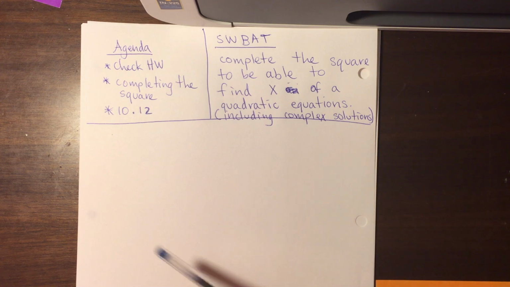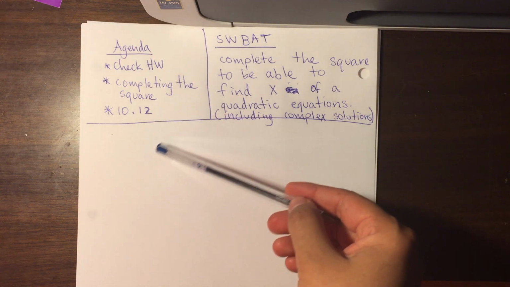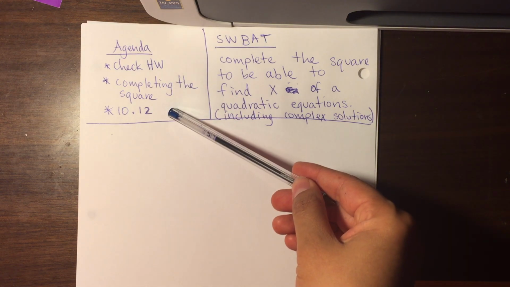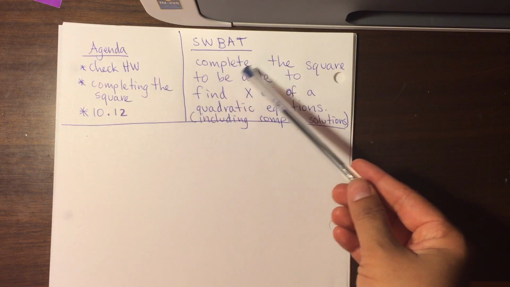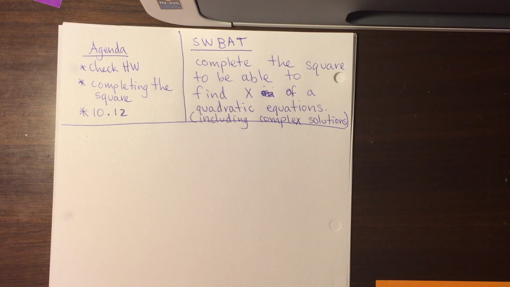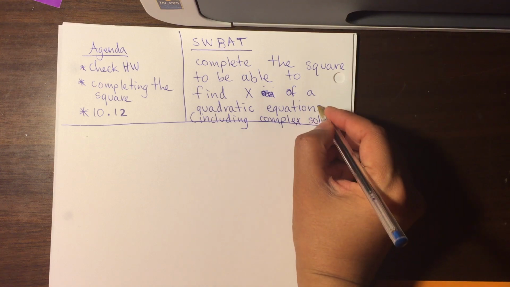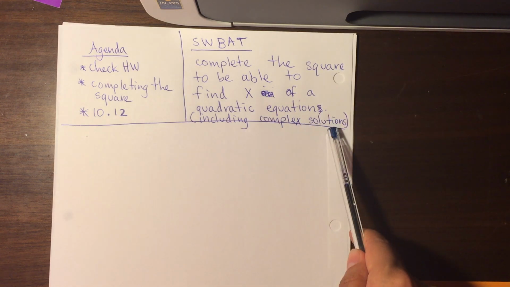Hello students, today's agenda is to check our homework. We're going to be completing the square, and the assignment for today is 10.12. Today students will be able to complete the square to be able to find x of a quadratic equation, including complex solutions.